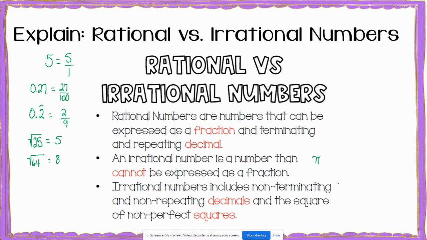However, if you have a non-perfect square, for example, the square root of 20, there is not a whole number that can be multiplied by itself to get 20. Remember, this is not the same as saying what number times 2. It's what number times itself. So, since no whole number can be multiplied by itself to give us 20, this is an imperfect square. This would be considered an irrational number.